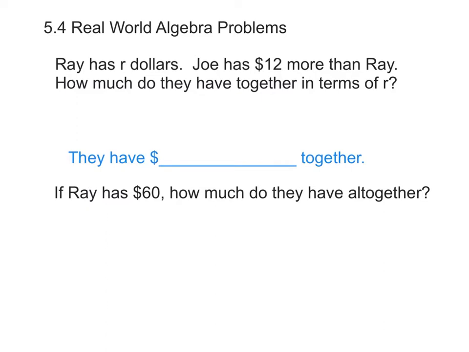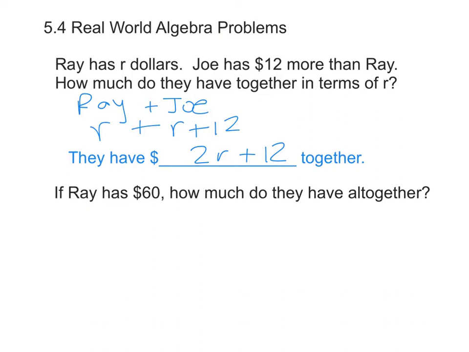So if Ray has R dollars, we'll start off with Ray, and we have to add Joe to him. So Ray has R. Joe has 12 more than Ray, so he must have R plus 12. And then I've got to add all of those together. Simplified, that is 2R plus $12 all together.